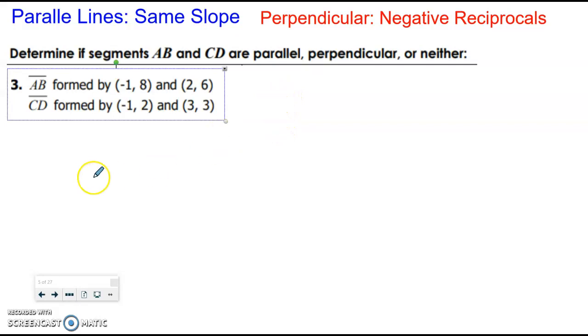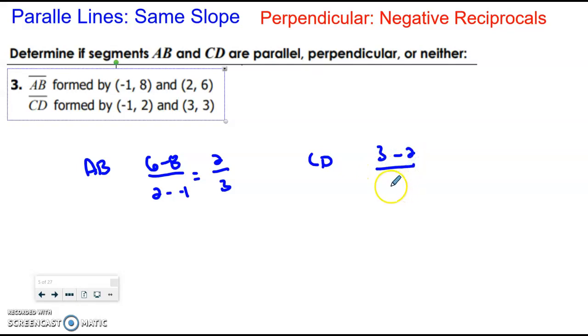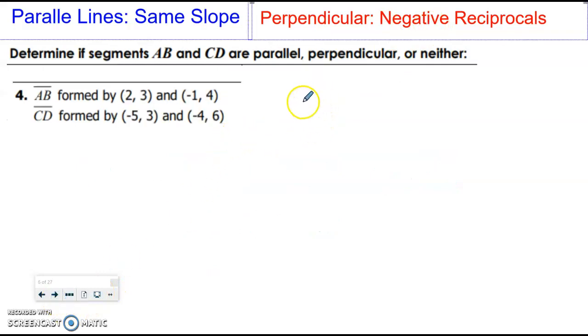Okay. Let's do a couple more. If I look at AB, we got 6 minus 8, 2 minus -1. So I have 2/3. And then when I look at CD, I got 3 minus 2, and then I got 3 minus -1. If I do 3 minus 2, that's 1, and that's over 4. Are they the same? No. Are they negative reciprocals? No. So this would be neither. There is no relationship between them. They do intersect each other, but they do not intersect to form a right angle, so they're not perpendicular.